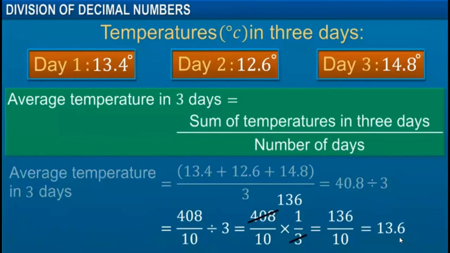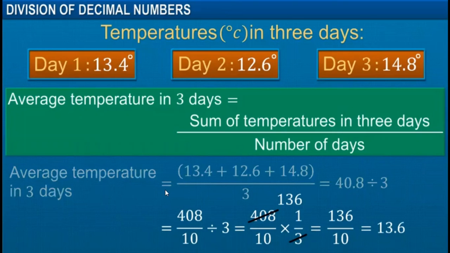Okay, I think all of you have understood this. You can do one thing, you can just write down this sum. Division of decimal number heading you have written. Just write down temperature of 3 days, day 1, day 2, day 3, then average temperature of 3 days, sum of temperature of 3 days by the number of days, and you can do this calculation. So here we have done the division of a decimal number with a whole number.